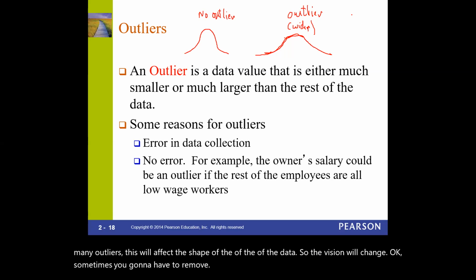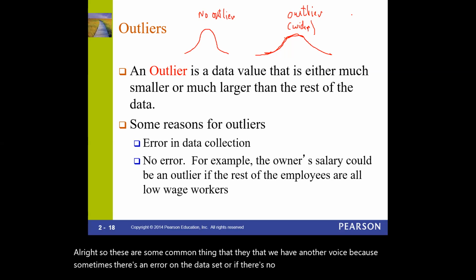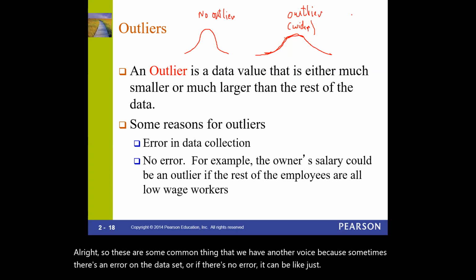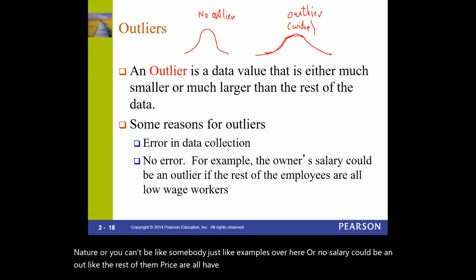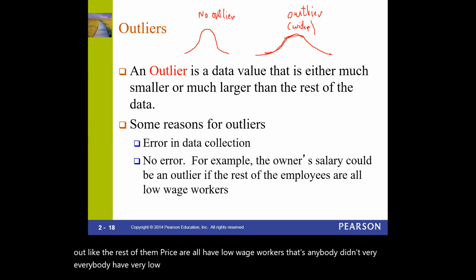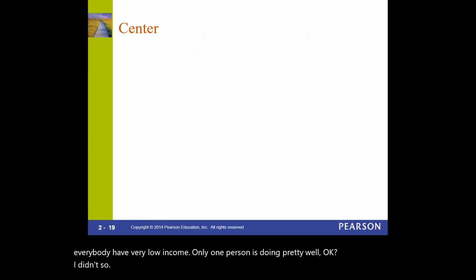These are some common reasons we have an outlier. Sometimes there's an error in the data set, or if there's no error, it can be just nature. For example, an owner whose salary could be an outlier if the rest of the employees are all low wage workers. Everybody has very low income, and only one person is doing pretty well.